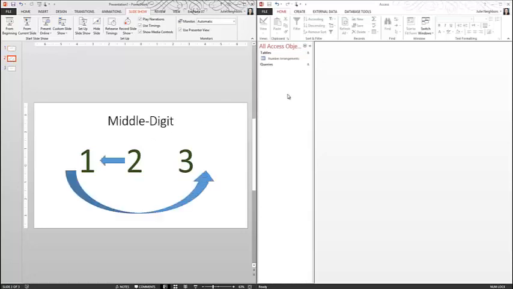Okay, the next one I'm going to show you is middle digit. With middle digit, we start with the second column. We move to the left. We look at the first column. And then we circle back and we go to the third column. So the easiest way to build this query is to actually put in column 2, then column 1, and then column 3. So that's how I'm going to build this query.